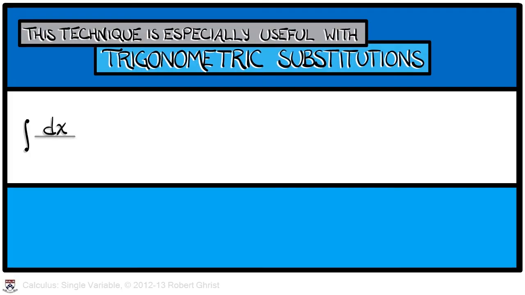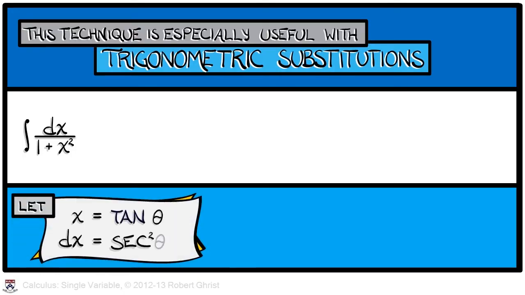We'll look at a trivial example. Consider the integral of dx over 1 plus x squared. You may know this one already. Whether you do or whether you don't, consider the following substitution. We're going to let x be equal to tangent of theta. Notice we're not defining theta in terms of x. We're defining x in terms of theta. Then dx would be secant squared theta d theta.